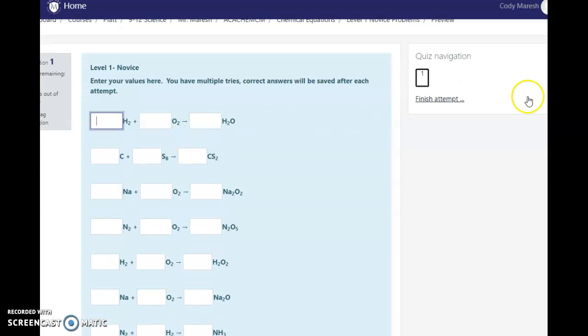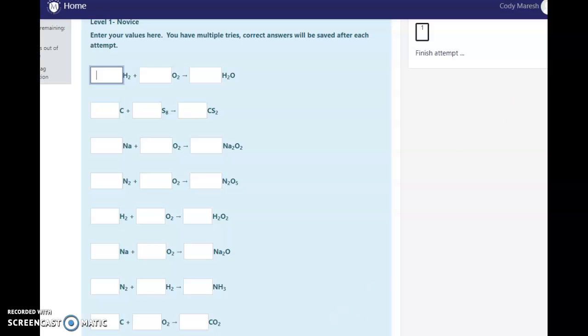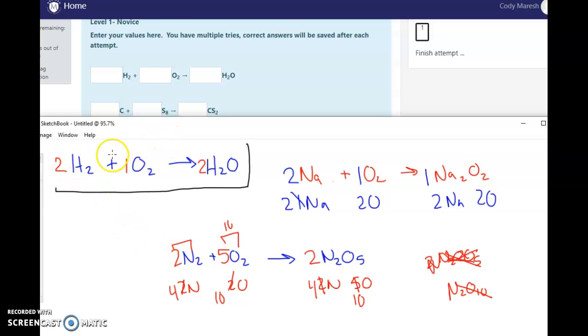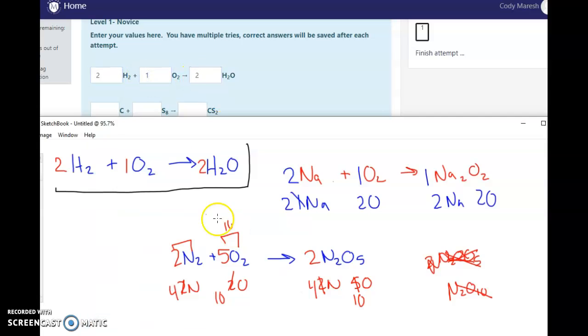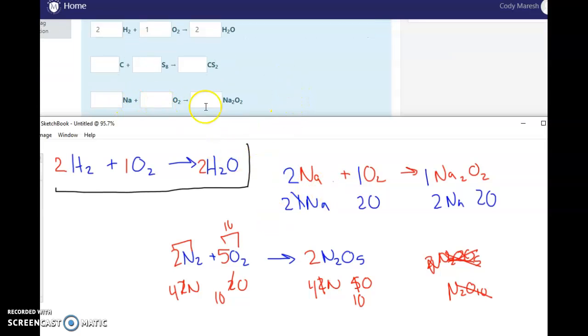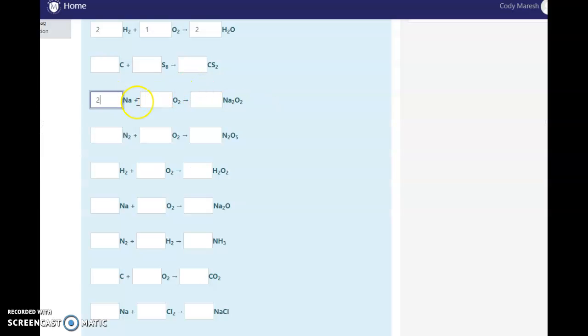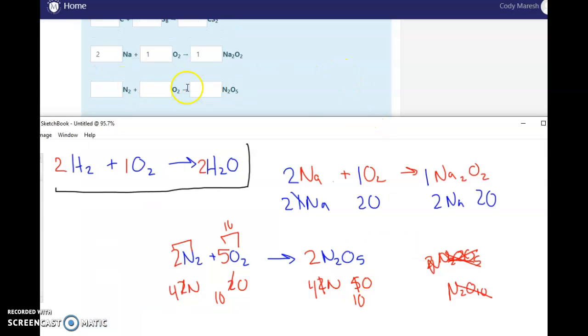So here is where you're going to put your answers. On the questions we answered today, these two, we're going to put in the numbers we put there. And this is that first equation I showed you here. So this equation has a 2, a 1, and a 2. So here, a 2, a 1, and a 2. The next one, which is this one right here, it's a 2, a 1, and a 1. 2, 1, 1. And the last reaction we did today is the one right below it, 2, 5, 2.